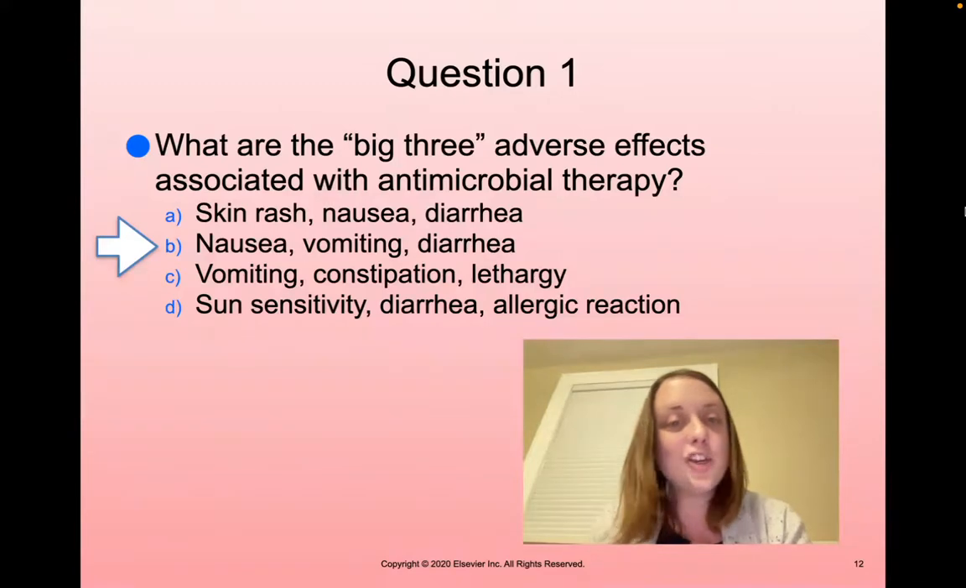If you guessed B, you are correct. Nausea, vomiting, and diarrhea are the really big things that you see with antimicrobial therapy. Although the other things listed in the other answers are also things that you will see, those three are the most common.